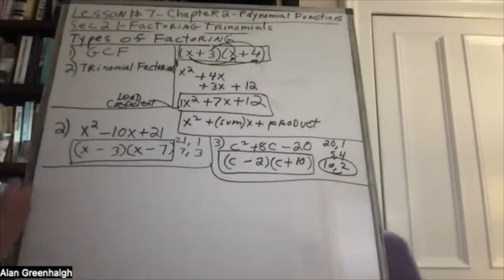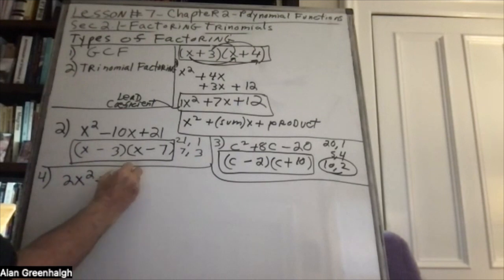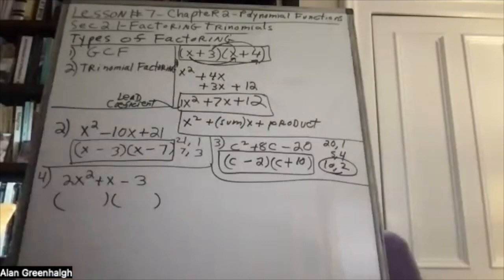But things don't always stay so simple. Unfortunately, you're going to get problems that look like this. And it's still going to be the product of two binomials. Now, but you have something else you have to think about because the lead coefficient is no longer 1. So you have to take into account that in order to get a 2x squared, you need a 2x here and an x here.